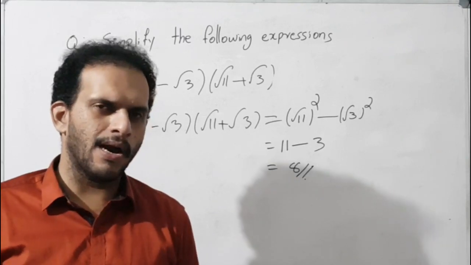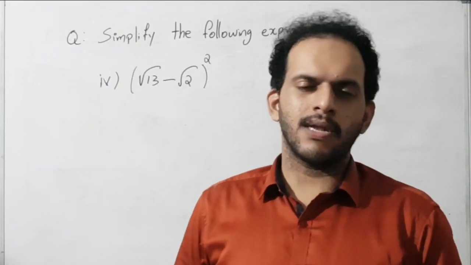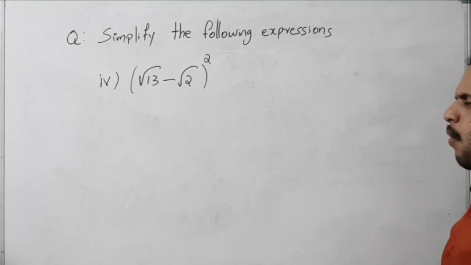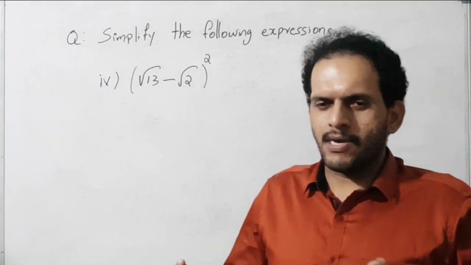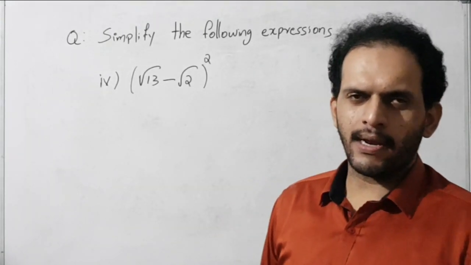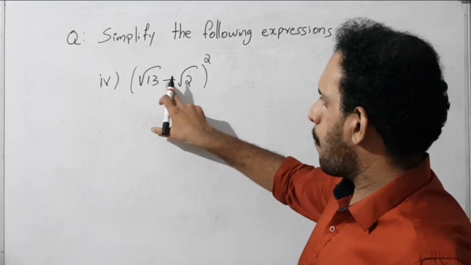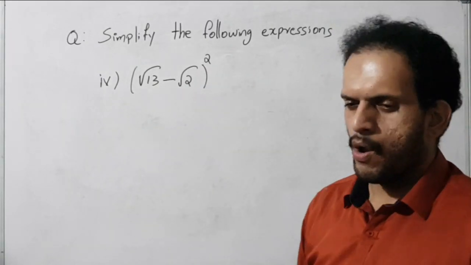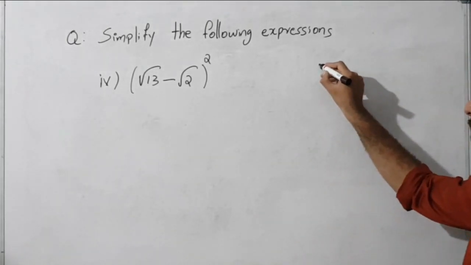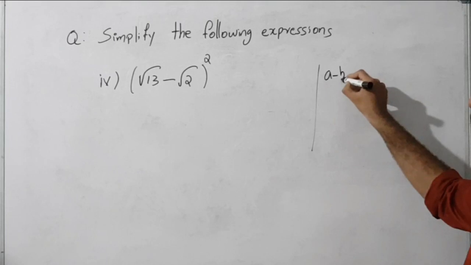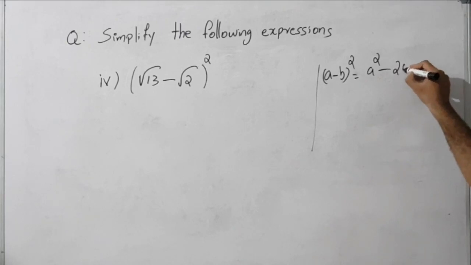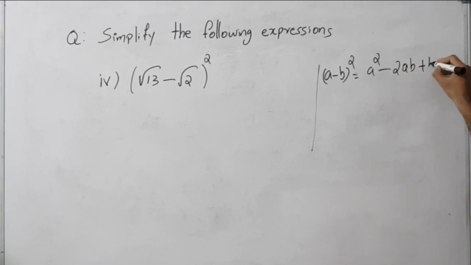I think you got this idea. Next we do the next question. The question is root 13 minus root 2 whole square. It is very clear, it is already given in the form of one identity. Correct? What is the identity? The identity is a minus b whole square. What is a minus b whole square? Do you remember? What is that? A minus b whole square is equal to a square minus 2ab plus b square.